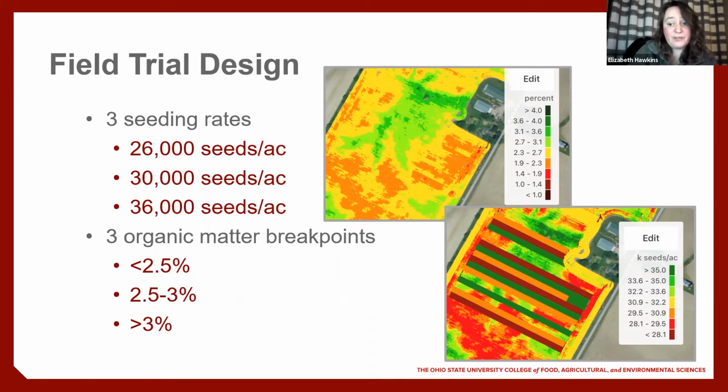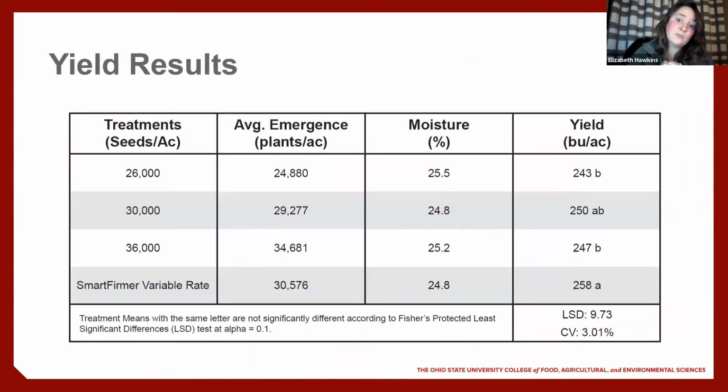The maps you see on the right show the organic matter layer generated by the SmartFirmers, and then the as planted map showing the 4 replications across the field. When we compared yield results at the end of the season, we saw that the variable rate treatment averaged the highest yield and shared the top spot with the 30,000 seeds per acre treatment. The yield for the variable rate treatment was higher than both the highest and the lowest seeding rate treatments, and the difference ended up being statistically significant.